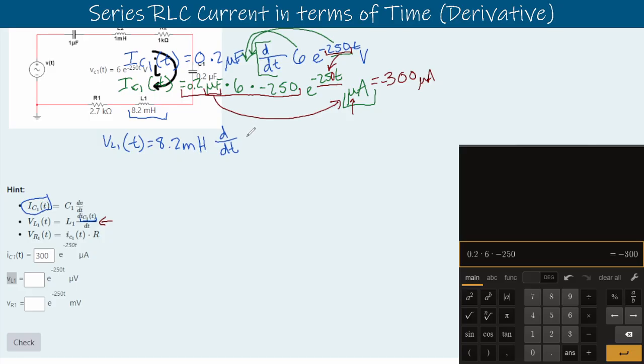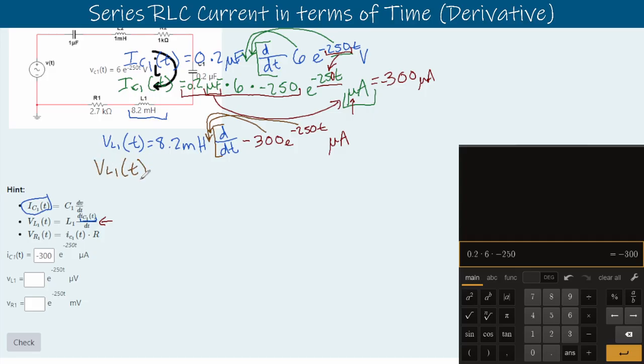So IC1 of t is negative 300 e to the negative 250 t microamps. I just want to make sure I put a negative in front of this. Did not. So put a negative in front of my current there. Make sure you don't drop your negative off of that. Okay, so now we just need to reduce this out here, same way we did before. We'll pull out our constant and our exponent, and that will allow us to reduce that derivative out of there completely. So we want to get rid of this by pulling this one out front and this one out front also. So we'll rewrite this.